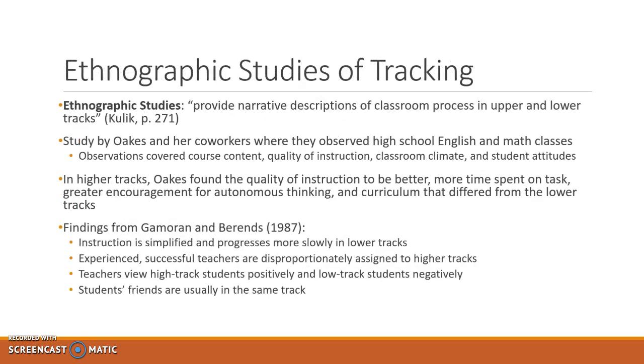The final type of study that Kulik looked at were ethnographic studies. These studies provide narrative descriptions of classroom processes in upper and lower tracks. Oakes and her co-workers did research where they observed high school English and math classes. They looked at course content, quality of instruction, classroom climate, and student attitudes.